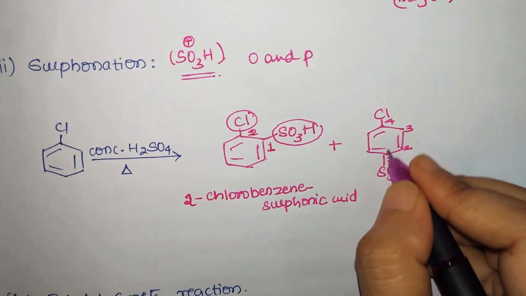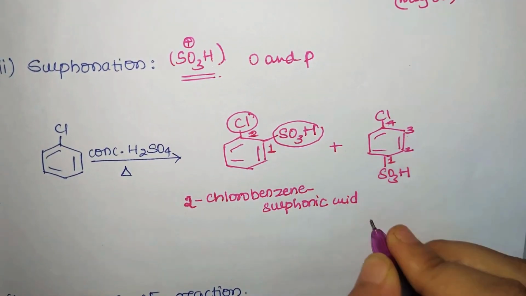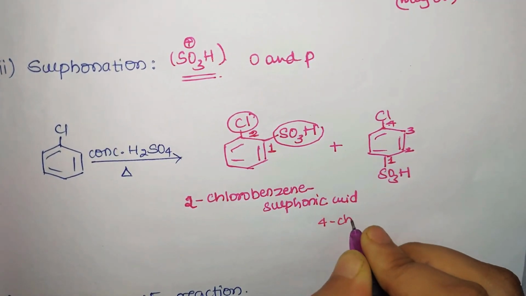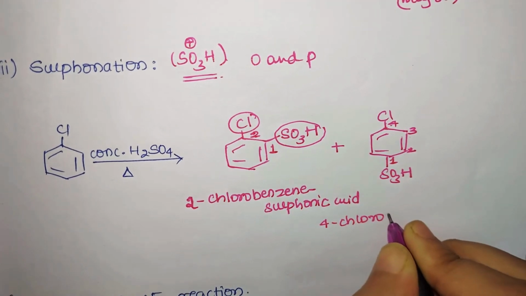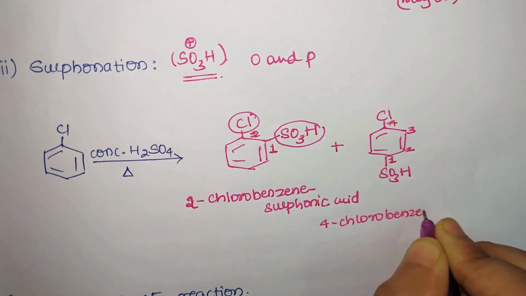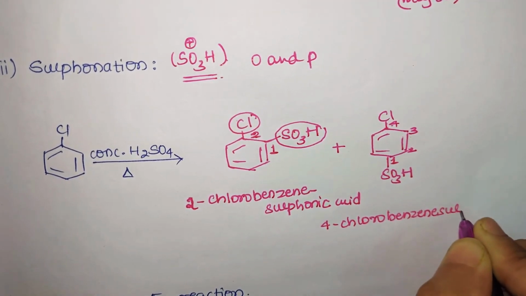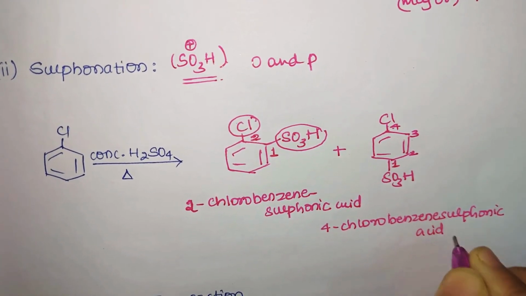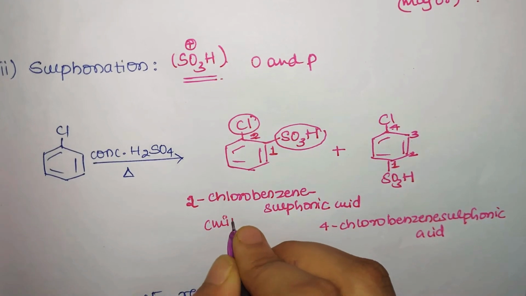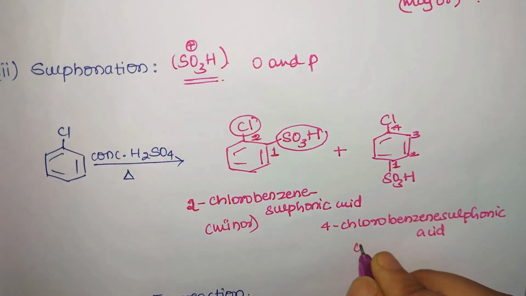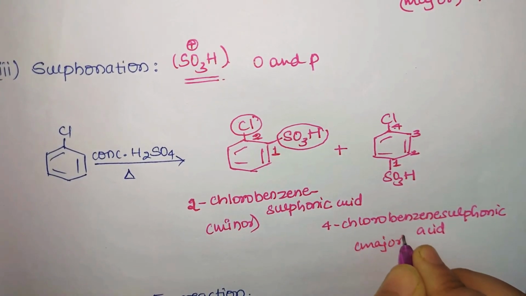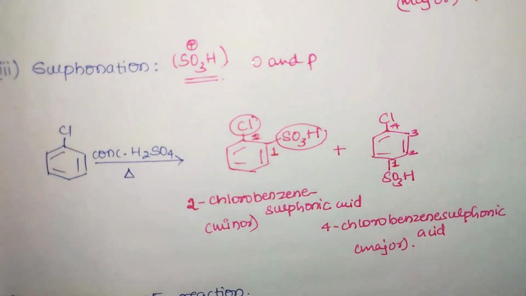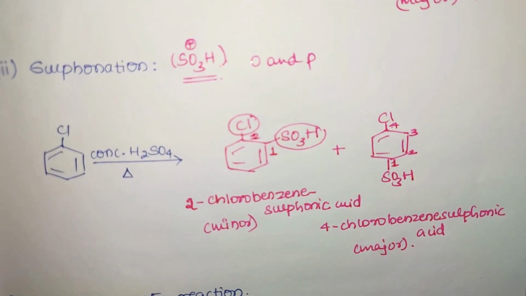Similarly, what will be the name of the other compound? On the fourth position, we have the chloro group. So it becomes 4-chloro. The parent chain is benzene, and SO3H is sulfonic acid, so sulfonic acid becomes the suffix. So these are the two products which are obtained, out of which the ortho product is the minor product, whereas the para product is the major product. Then we'll go with the next reaction.